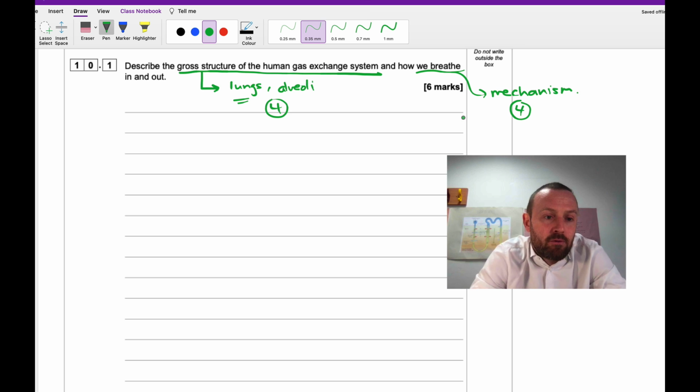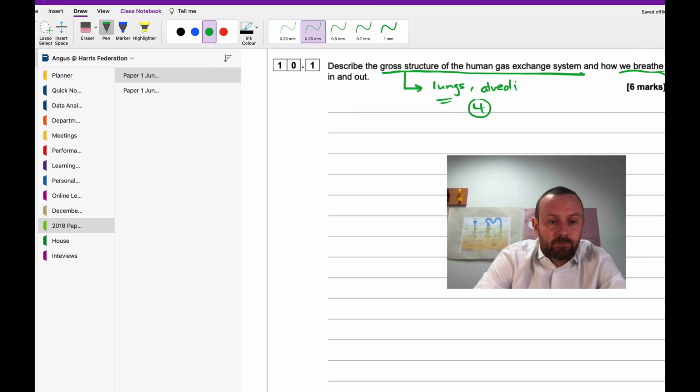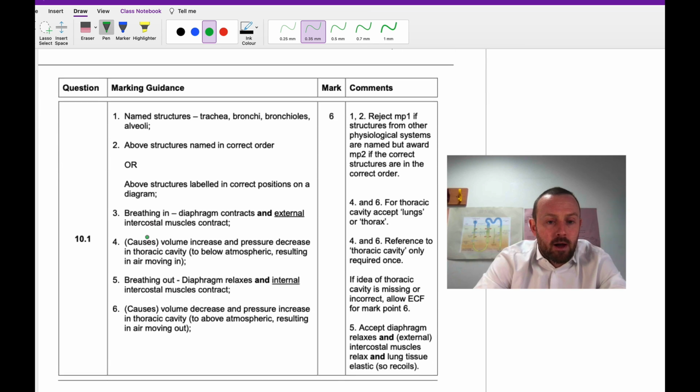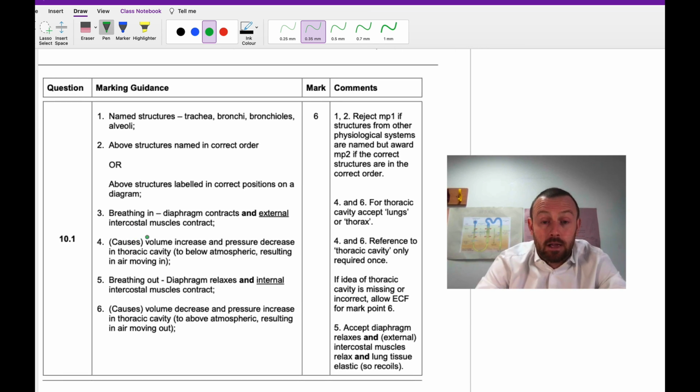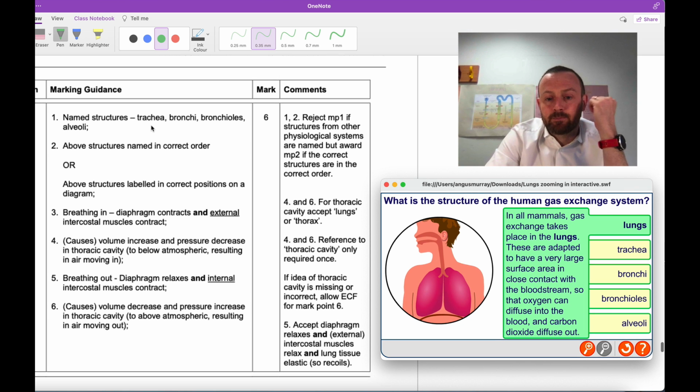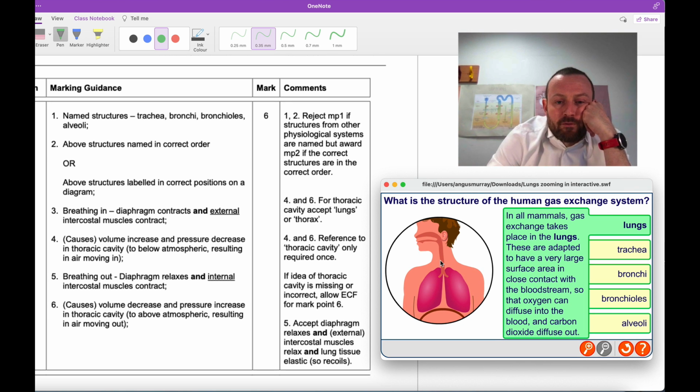Okay, so that's what I would go for. I'm just going to go to the mark scheme and run you through it, but I'm also going to put up a little animation at the same time. Okay, so over here we can see the mark scheme. And over here, I'm going to refer to all these things.